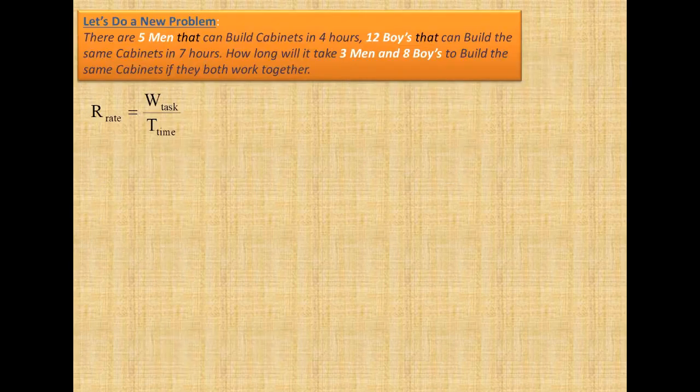Let's do a new problem. There are 5 men that can build cabinets in 4 hours. There are 12 boys that can build the same cabinets in 7 hours. How long will it take 3 men and 8 boys to build the same cabinets if they work together? Well, remember our equation. 5 men equals 1/4 of an hour because 5 men can build cabinets in 4 hours. And 12 boys can build cabinets in 7 hours.